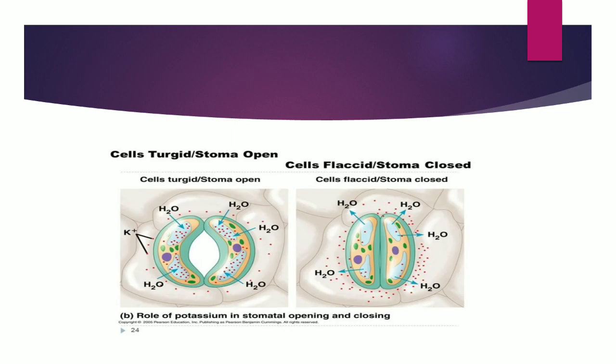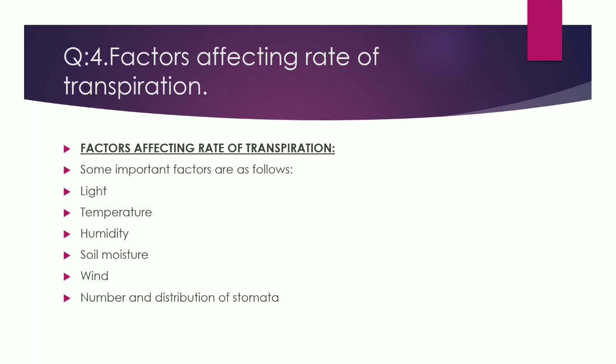As you can clearly see in this picture, the open stomata and the closed stomata. When the guard cells are turgid, they move outward and the inner opening, the stomata, is open. And in the second picture you can clearly see when they shrink, they touch each other and the stomata close down, as the cells become flaccid.